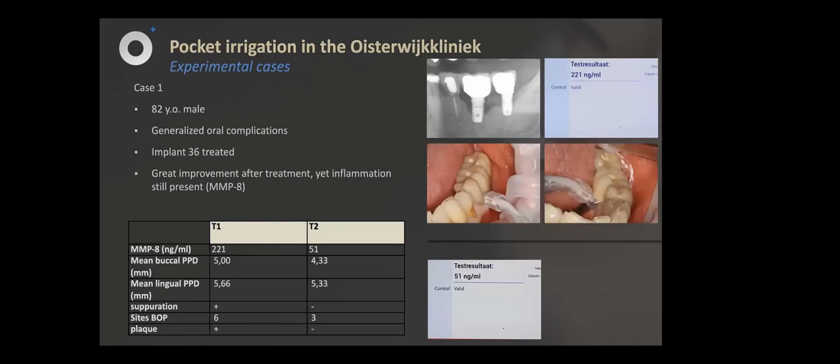Let's look at the first case, a very severe case. It's an 82-year-old male, generalized oral complications, implant 3/6 treated, and a great improvement after treatment, yet inflammation is still present. If we look at the MMP8 measurement, as you can see in the lower part here.